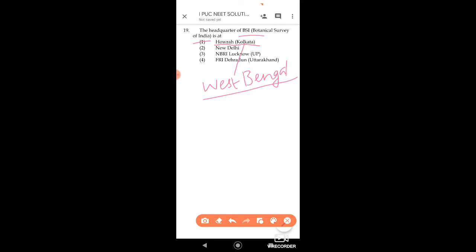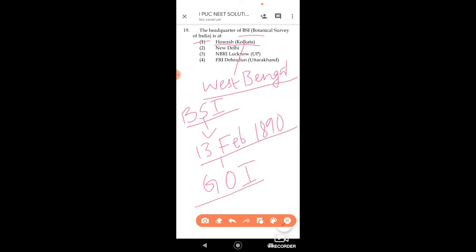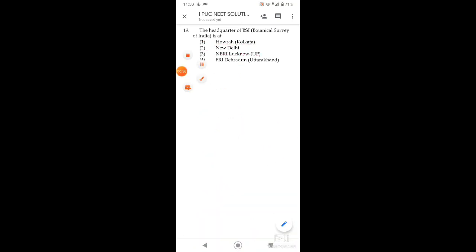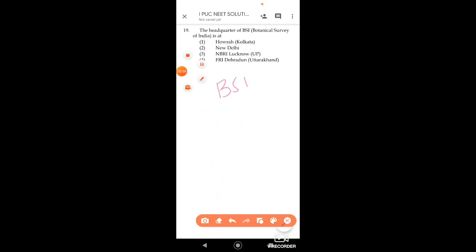Let me tell you, the Botanical Survey of India was established on 13th February 1890 by the Government of India. Especially the Ministry of Environment, Forest and Climate Change worked on the establishment of the Botanical Survey of India. So what was the objective of the Botanical Survey of India?